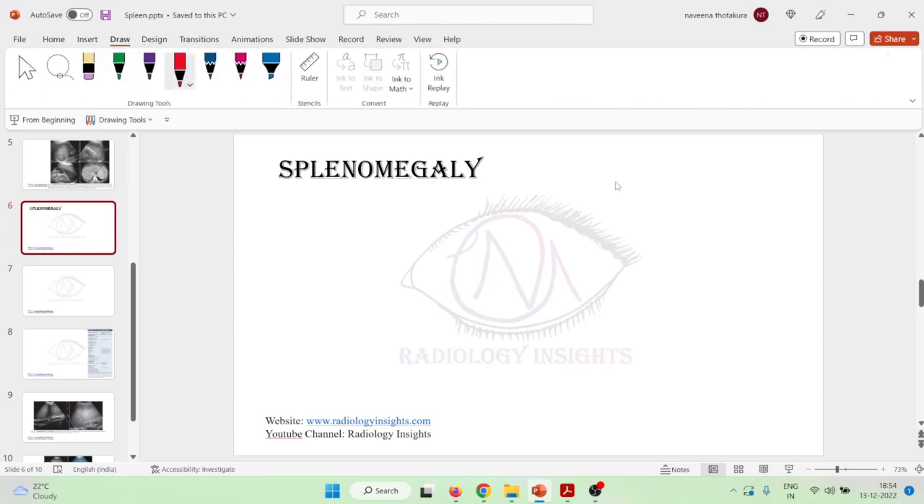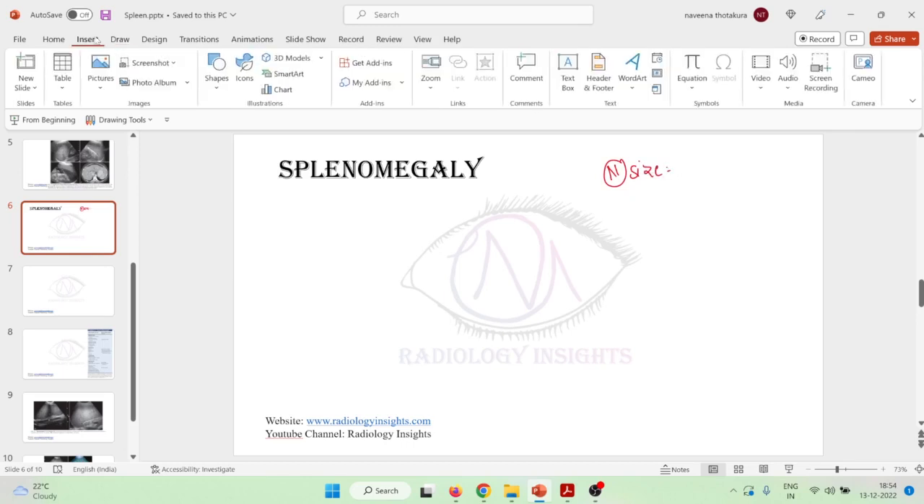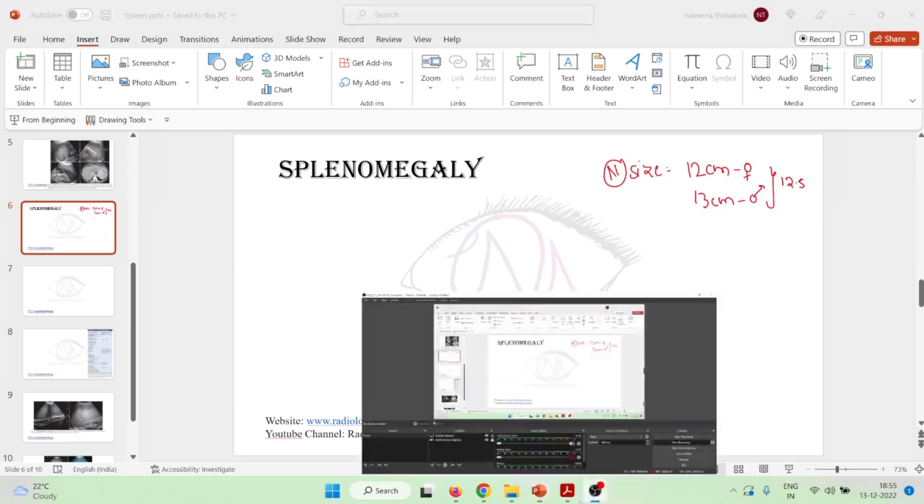Actually, first, the normal size of the spleen is around 12 to 13 centimeters. According to Rosenberg et al., given in the ultrasound book, it is 12 centimeters in girls and 13 centimeters in boys. So if we take an average, it is around 12.5 centimeters.